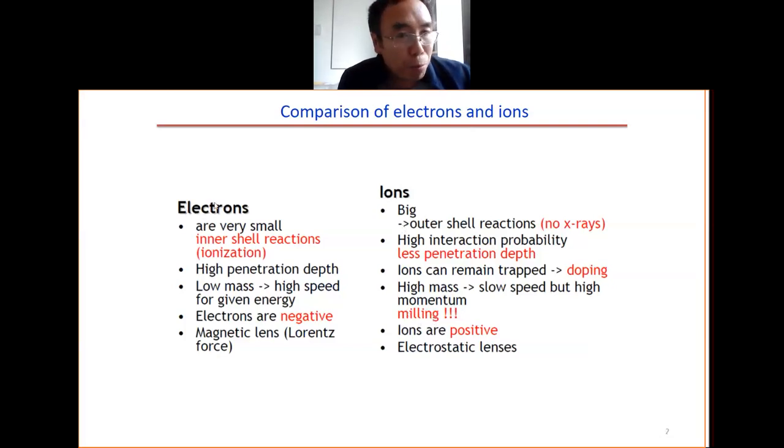So for the electron beam, the only thing we can do is to expose the resist, to modify the property of the electron beam resist. But for the ion beam, we can not only modify the property of the polymer resist, but also we can remove the material by milling or sputtering process. Ions are positively charged, and we use electrostatic lens. So we will see those things later on.